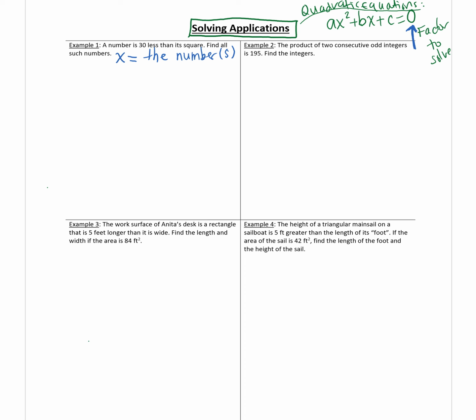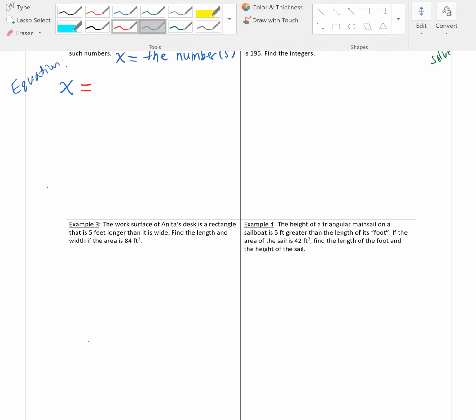Okay. And now I'm going to read it little by little. From the first couple words they say, a number. And right off the bat I can say, well, I called that number x. So my equation is going to start with x. I know that for sure. I'm setting up my equation. Let me read another word. Is. Remember, is a code word for equals. So I know that's coming next. A number is means x equals.